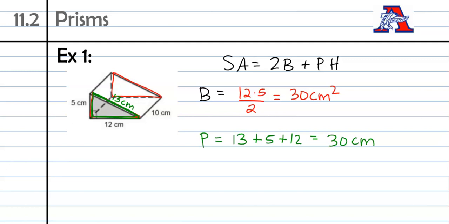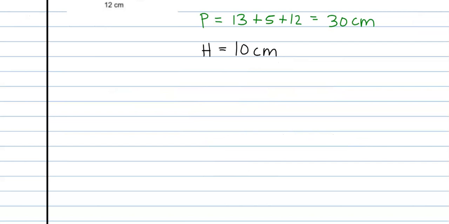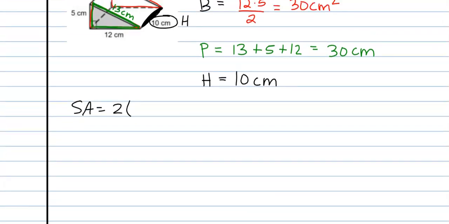Okay, and then the last one we need is our height. Height is that number that we really haven't used yet, the distance between the bases, which is 10 centimeters. Now we can go ahead and substitute it all in. So surface area equals 2 bases, so 2 times 30, plus perimeter times height, 30 times 10. Remember, I should actually do it first. 2 times 30, sorry, 60.